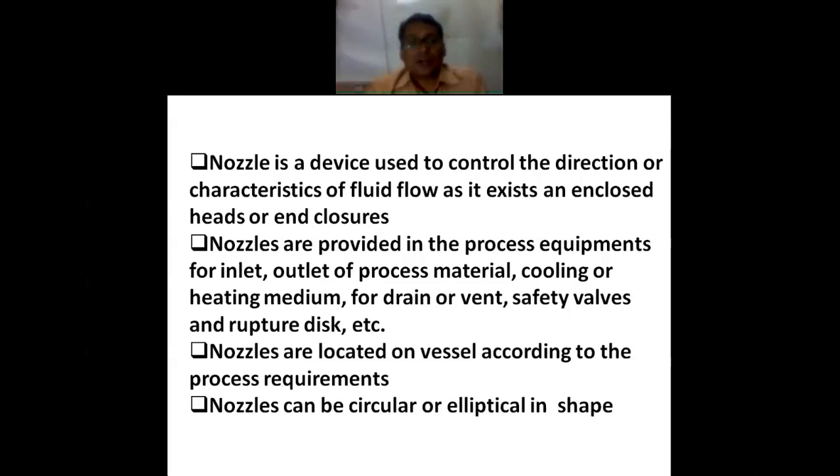In other words, nozzles are provided in the process equipment for inlet and outlet of the process material, cooling or heating medium, for drains or vents, or for safety valves and rupture discs. Nozzles are located on the vessel according to the process requirement, and the nozzles can be either circular or elliptical in shape.